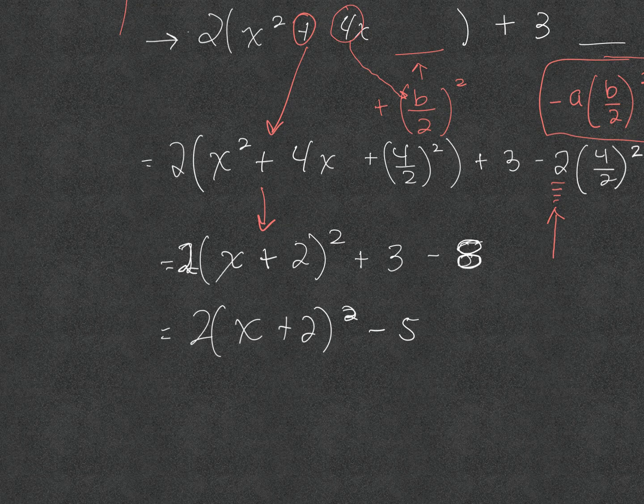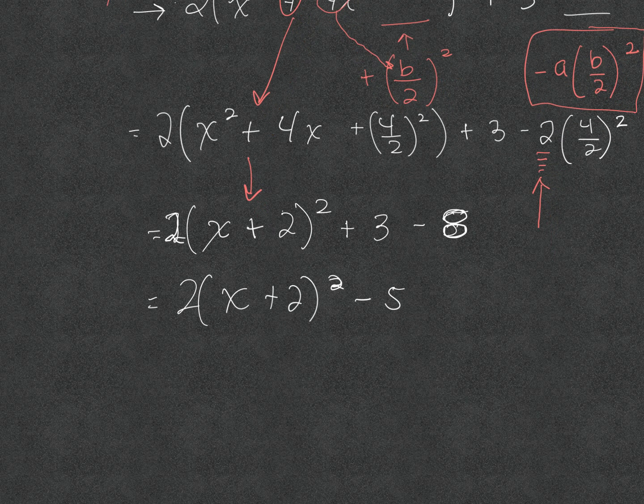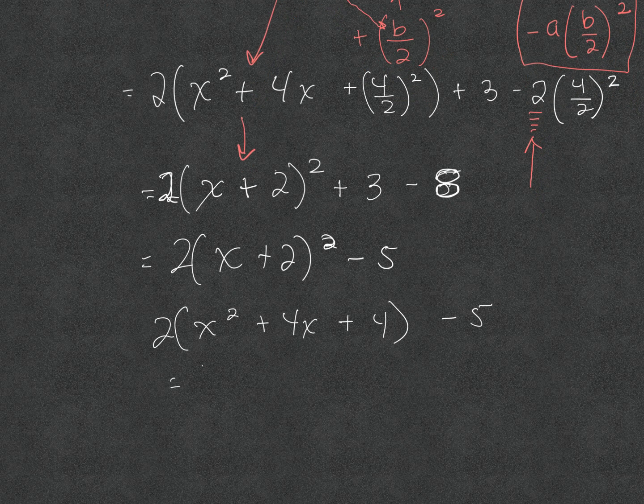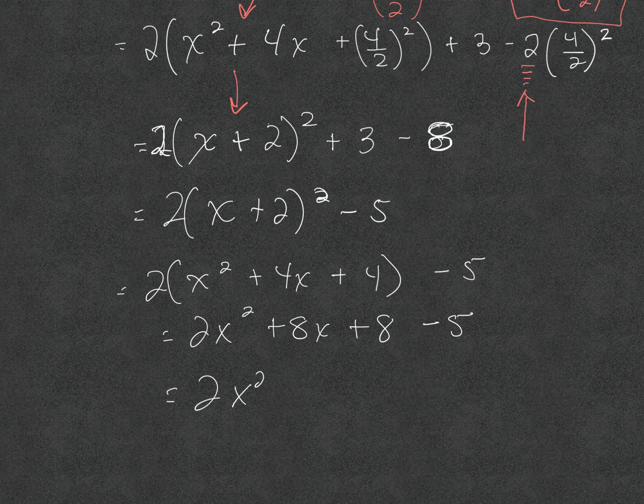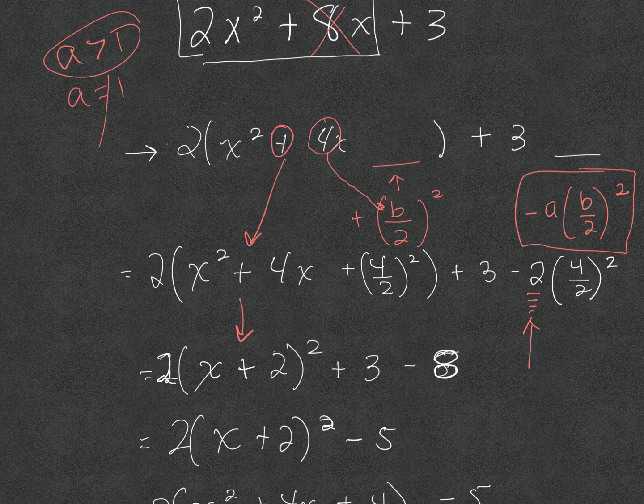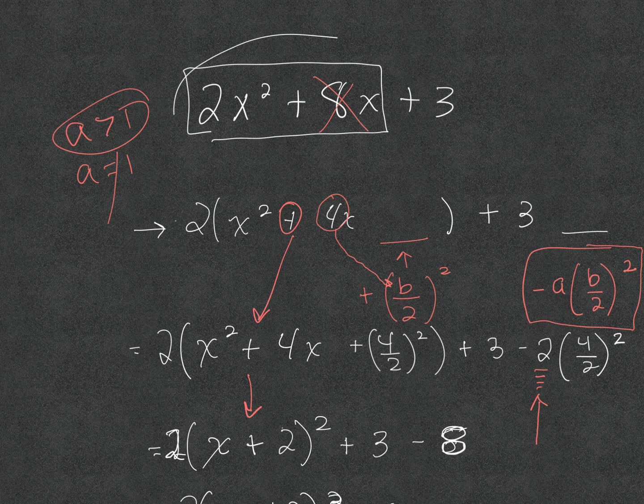Okay, so if we were to check this, would we get back the original? Well, let's take a look. We're going to have 2. Inside, if we expand, we're going to have x squared plus 4x plus 4. And on the outside, we're going to have a minus 5. That's going to give me 2x squared plus 8x plus 8 minus 5. That gives me 2x squared plus 8x plus 3. Is that what we originally had to begin with? Yes. Check.